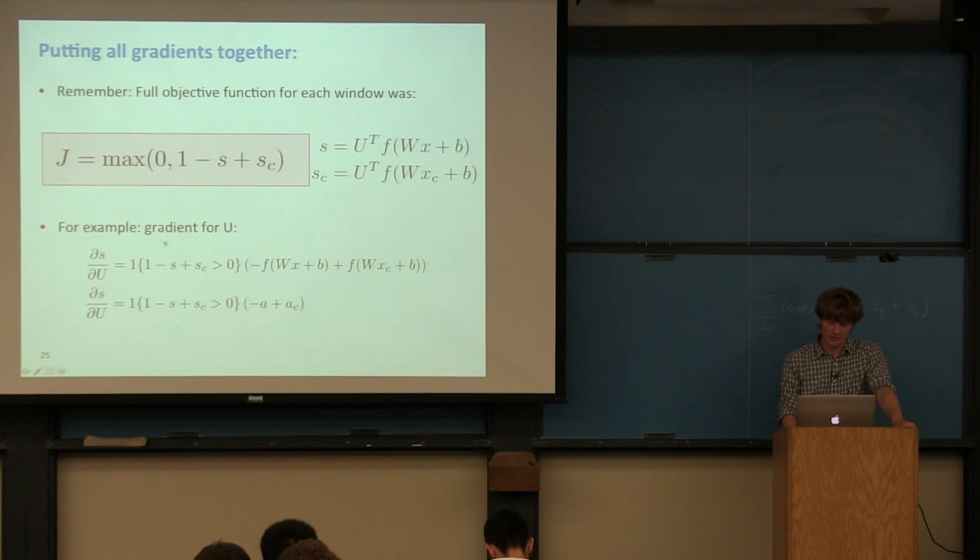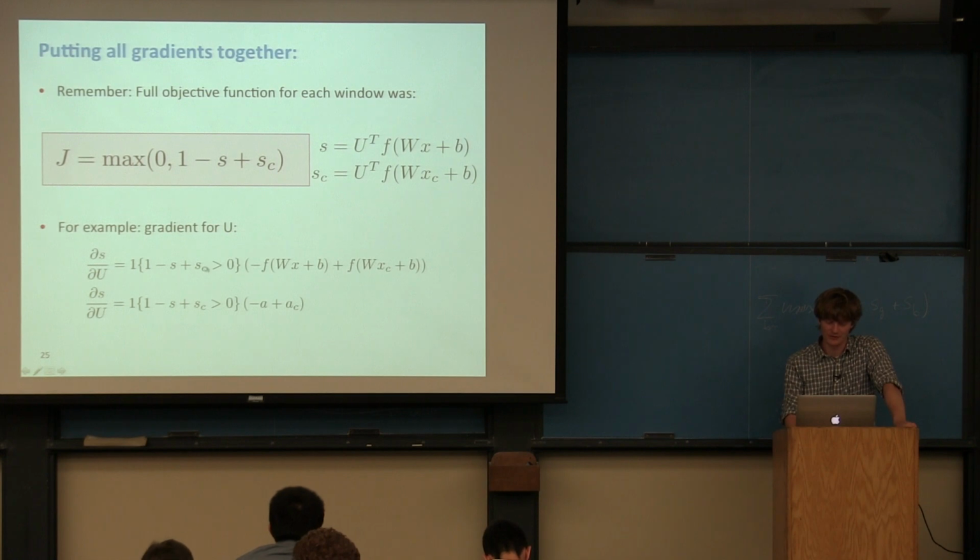The forward propagation checks if the margin is actually not satisfied yet, if this 1 minus score good plus score bad or score corrupted is larger than 0. If that's the case, then we basically start taking derivatives. And the same for the derivative, oh, this should be j, not s, sorry. The derivative of j with respect to u would be this whole thing. And so we basically just subtract the 1 from this score and add the 1 from that score. Yeah, so this here should be j, sorry.